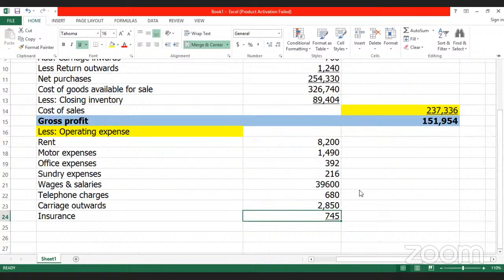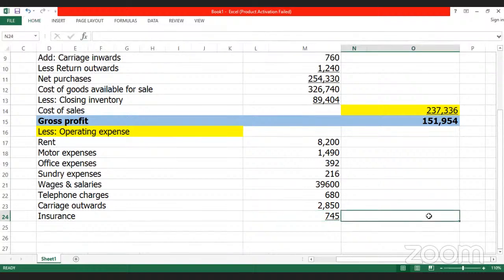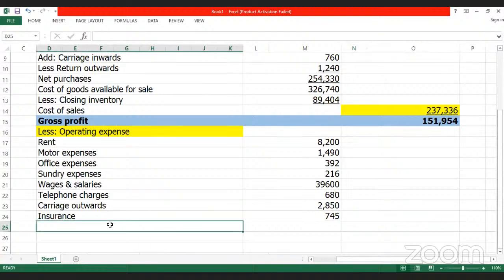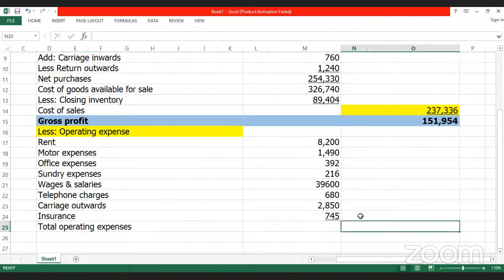Let's do the addition now. 54,173. Total operating expenses: $54,173.